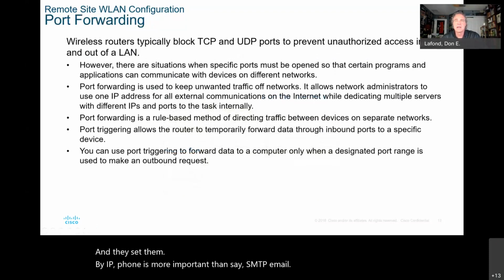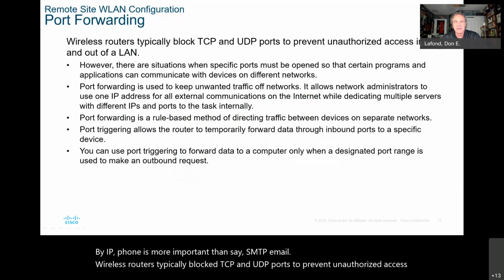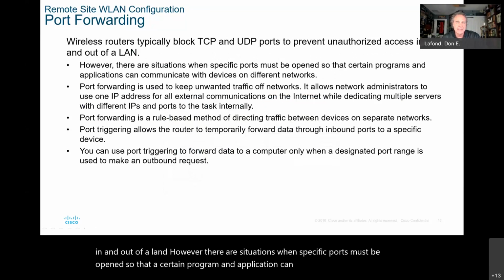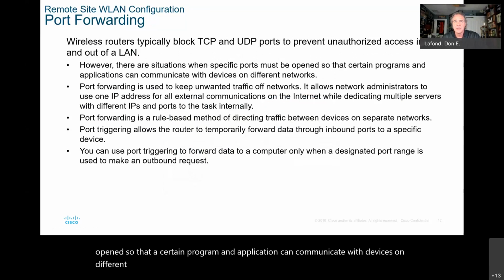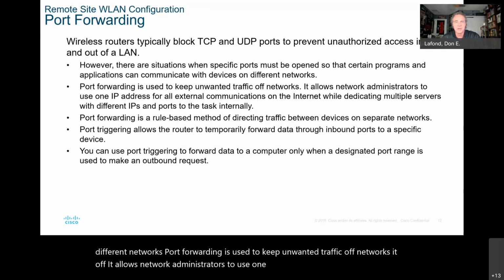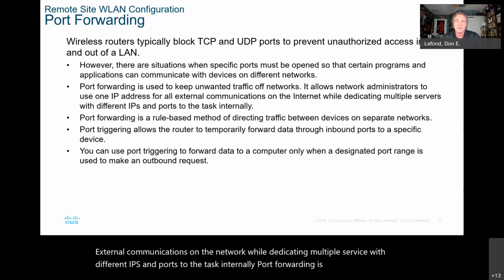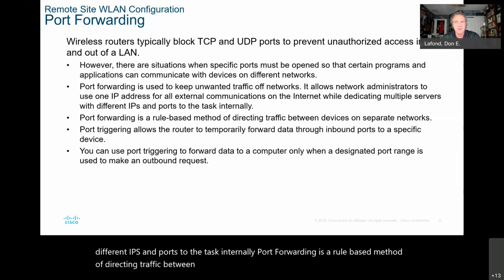Wireless routers typically block TCP and UDP ports to prevent unauthorized access in and out of a LAN. However, there are situations when specific ports must be opened so that a certain program and application can communicate with devices on different networks. Port forwarding is used to keep unwanted traffic off networks. It allows network administrators to use one IP address for all external communications on the network while dedicating multiple servers with different IPs and ports to the task internally. Port forwarding is a rule-based method of directing traffic between devices on separate networks.